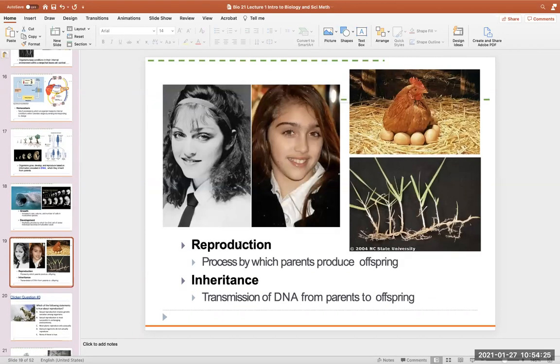Reproduction, we talked about asexual versus sexual reproduction. Sexual reproduction has a higher amount of variation, whereas asexual, it's going to be an exact same copy. And when the genes get passed on from parent to offspring in sexual reproduction, that's inheritance. You have inherited your DNA from your parents. So that's inheritance.